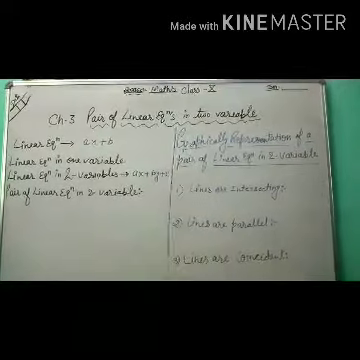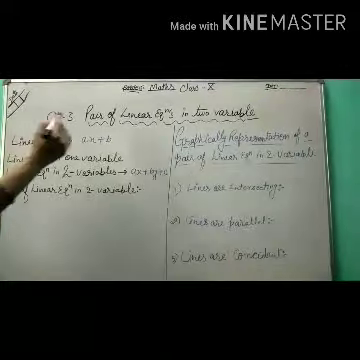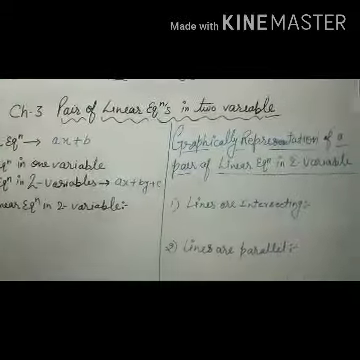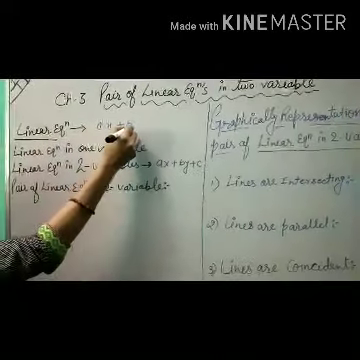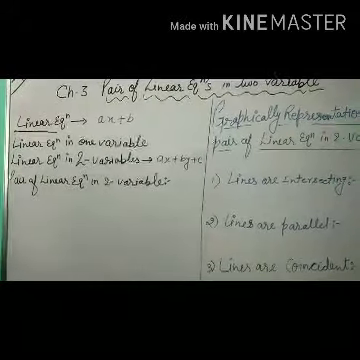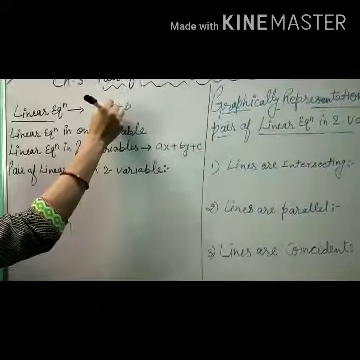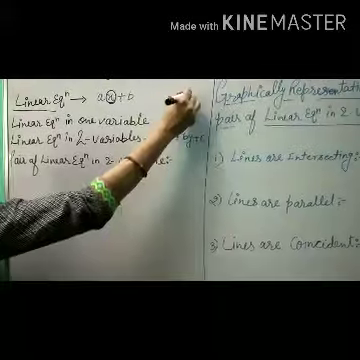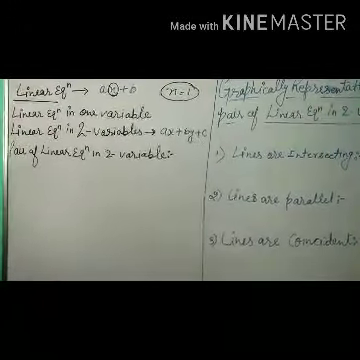Students, we are going to start a new chapter today, chapter number 3, that is pair of linear equations in two variables. So we have a linear equation here, that is ax plus b. We already studied linear equations in class 9. A linear equation is an equation in which the highest power of the variable is equal to 1, or the degree of the equation is equal to 1.